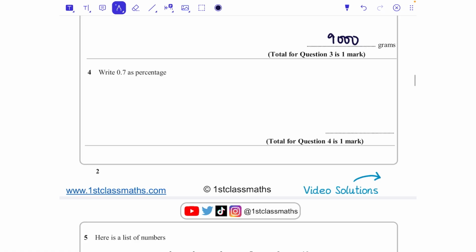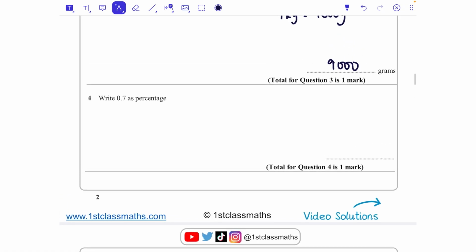Question number 4, write 0.7 as a percentage. So 0.7 is the same as 7 tenths, or 7 divided by 10. Now that is not very helpful to us at the minute because we know that a percentage needs to be out of 100. So to make this out of 100, I'm going to times the denominator by 10. I'm also going to times the numerator by 10, and that would be 70 out of 100, so that is 70%.